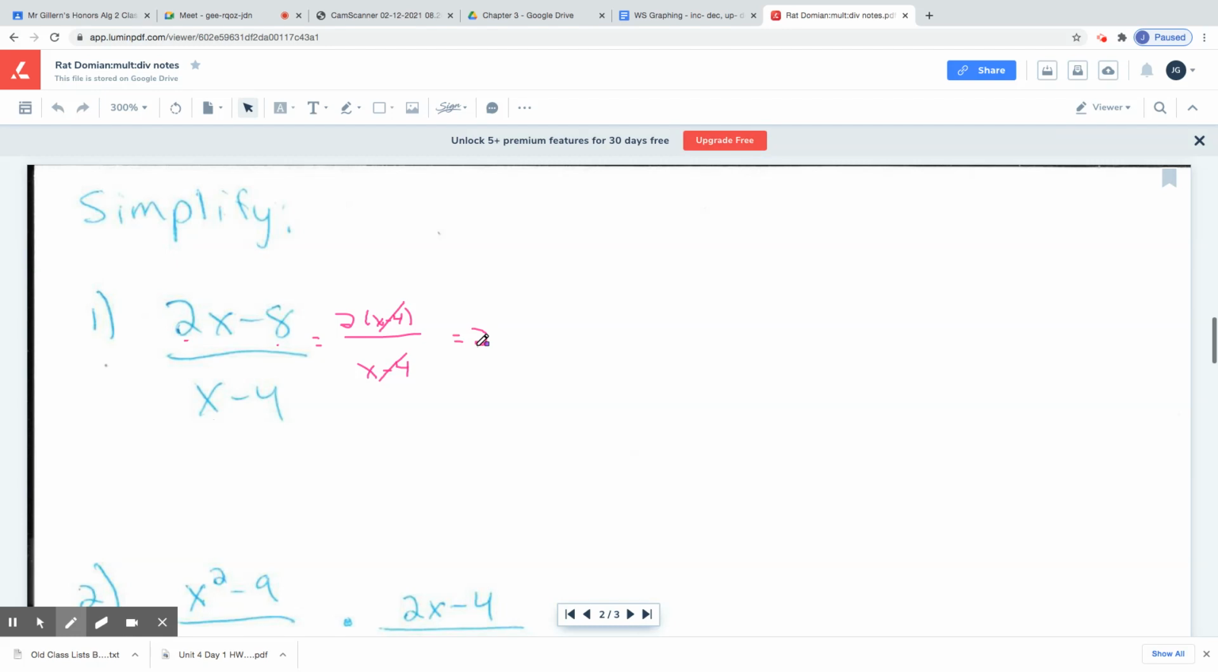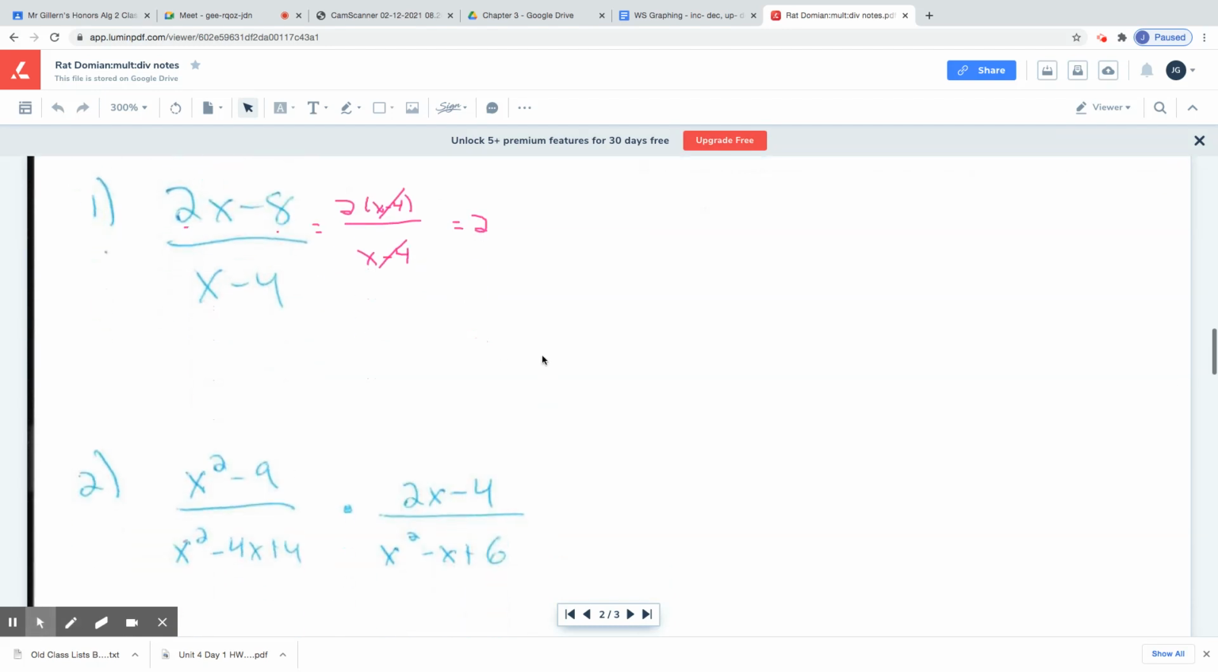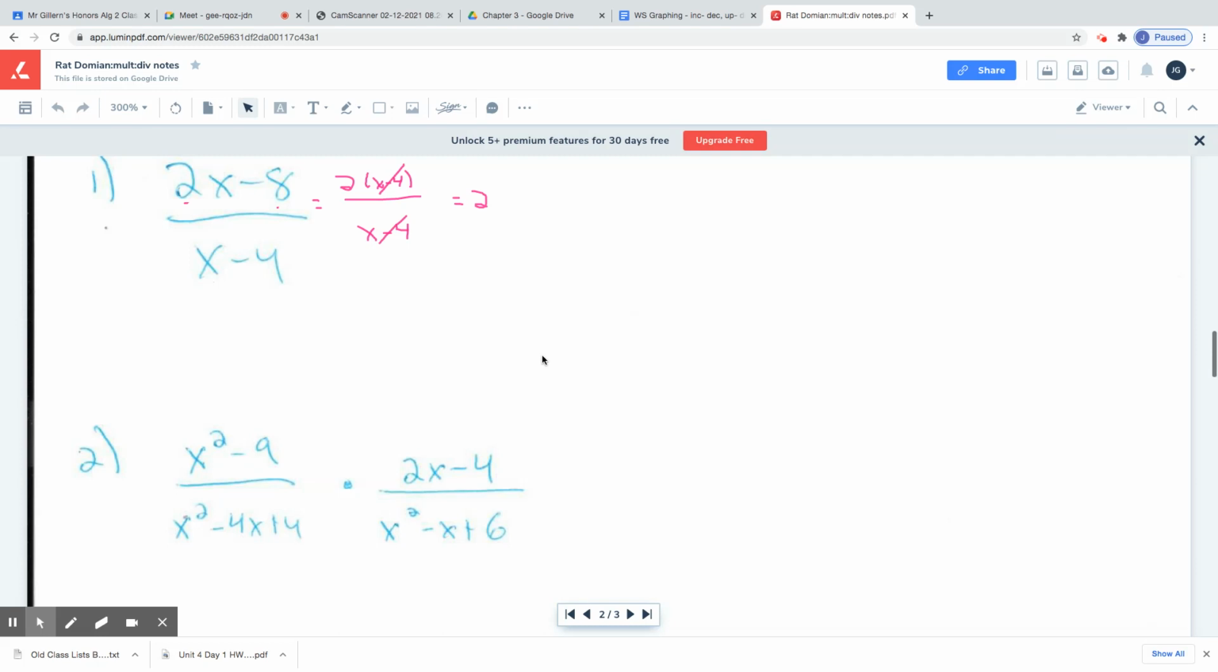But they have to be like factors, multiplying. It can't be like terms where you're adding or subtracting. Right? The most common mistake is canceling things that you cannot cancel. Right? Now, when we multiply fractions.